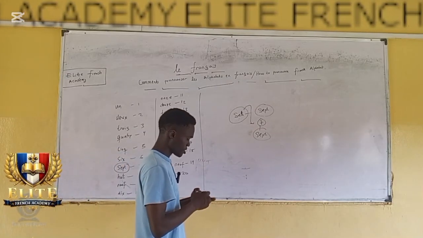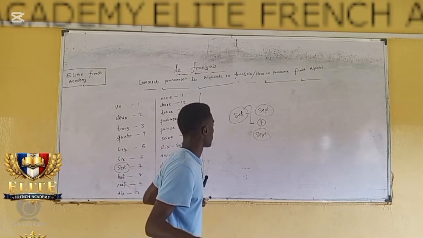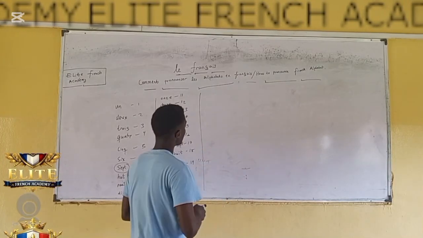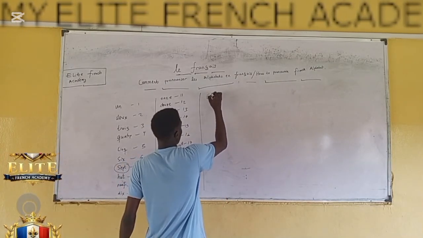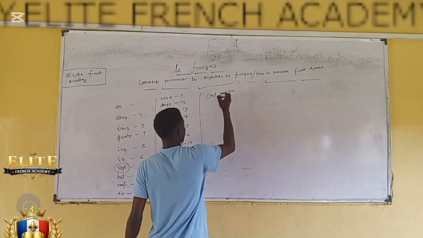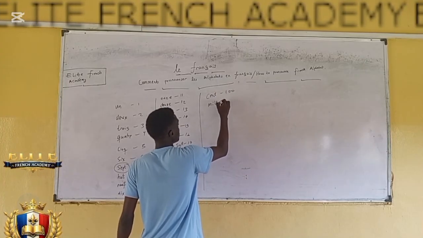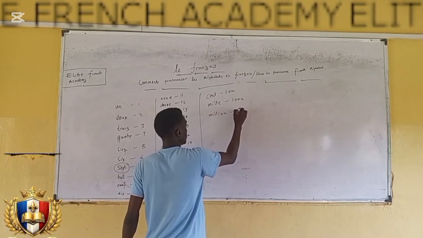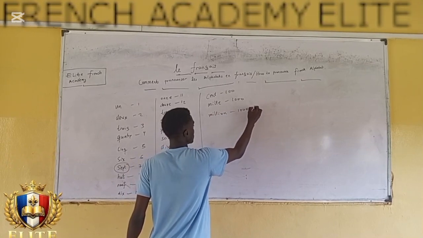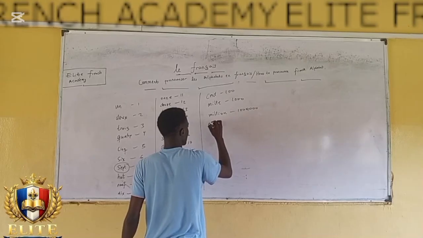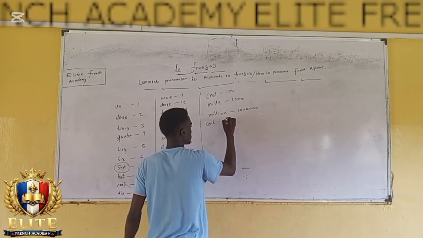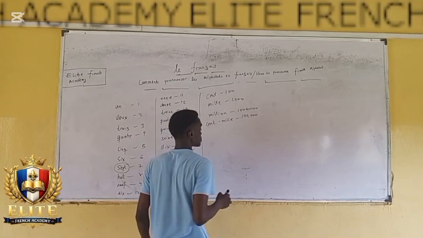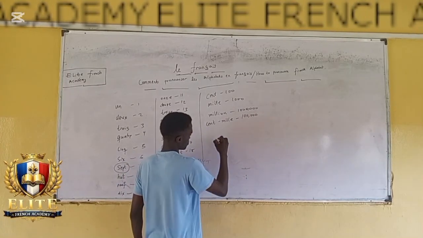So now I want to teach you how to make numbers in French, and that's very important. The key words I'm going to bring are these. I'm going to add some, make it a bit spicy. Mille, million, that's 100,000. So now how are we going to make this as words?